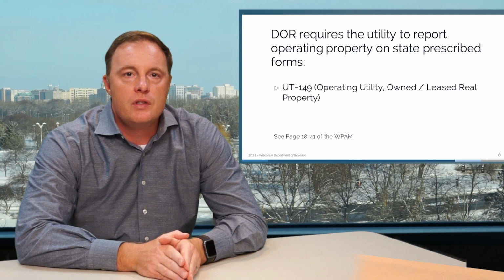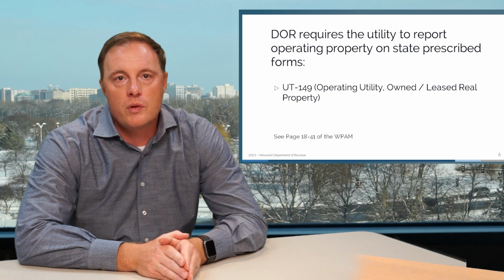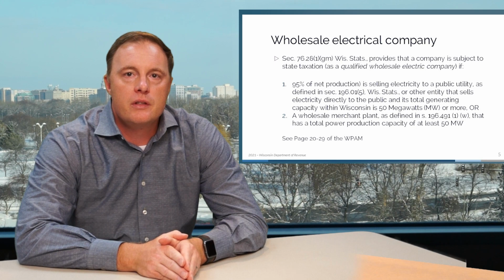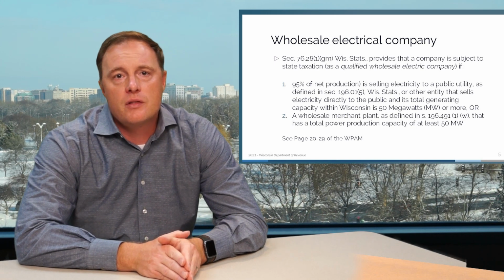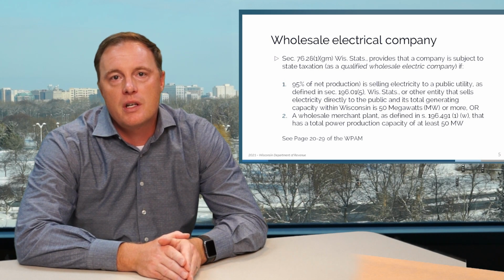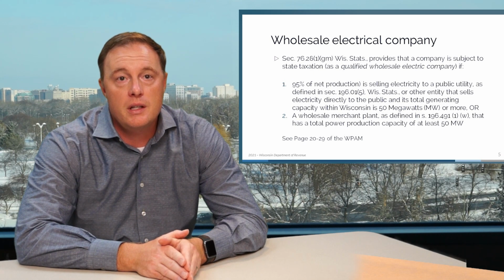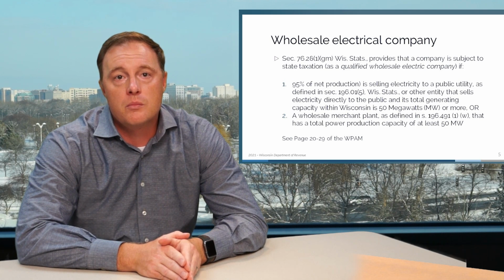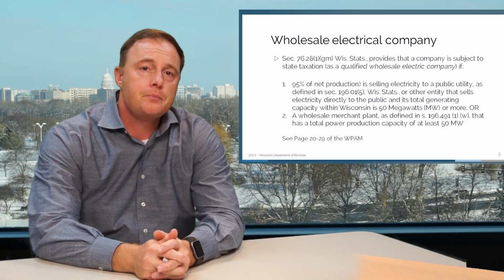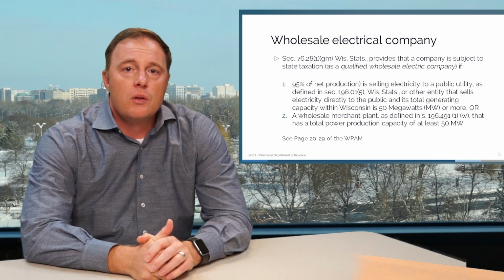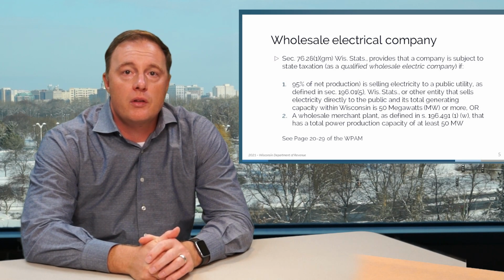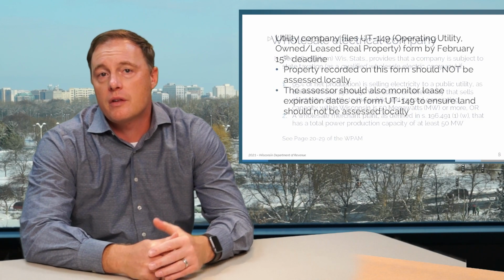The utility section of DOR utilizes the form UT-149, operating utility, owned or leased property. DOR is looking to see if Section 76.28 Wisconsin statutes applies. The statute provides that a company is subject to state taxation if the owner is a light, heat and power company, defined under Chapter 76, or if the company has property in more than one municipality or has greater than 50 megawatts of plate capacity. Companies located in a single municipality under 50 megawatts should be locally assessed.